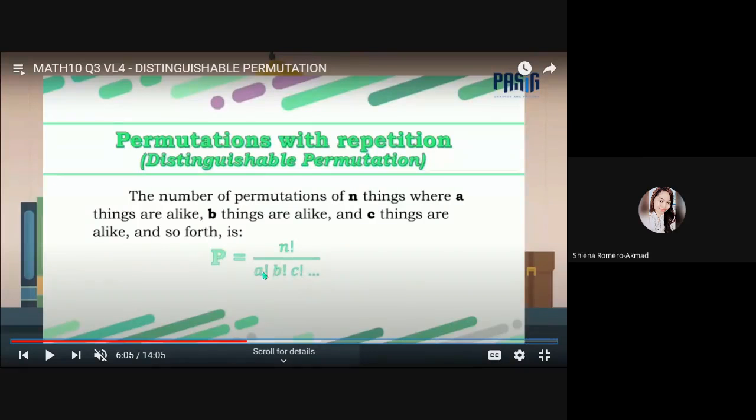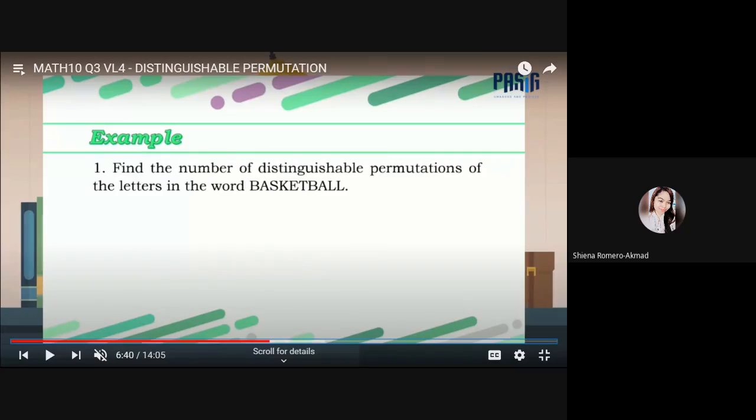So that is why there is A, B, C: it does not mean only one object can repeat. Two objects can repeat, 3 letters or 3 objects can repeat, and so forth, depending on the given situation and problem. Now, for you to understand it more, let us have example number 1.